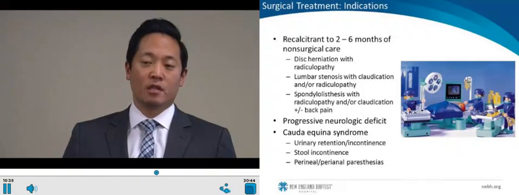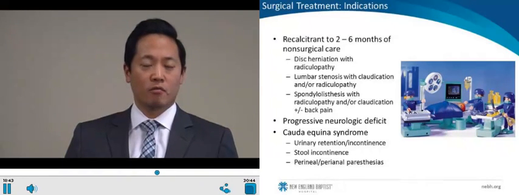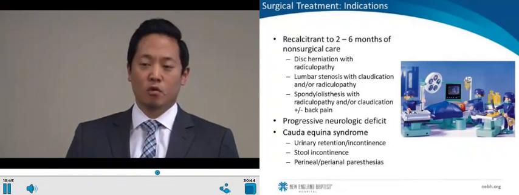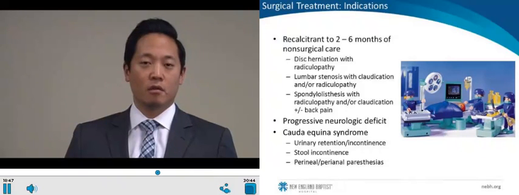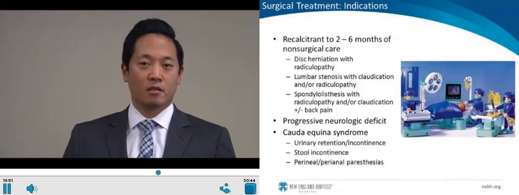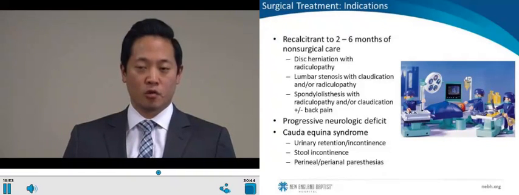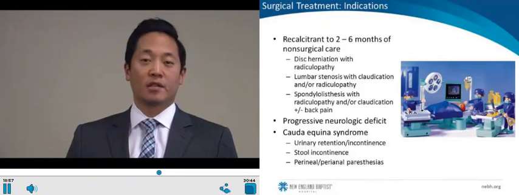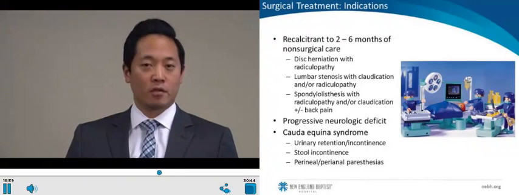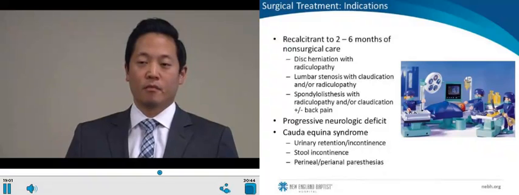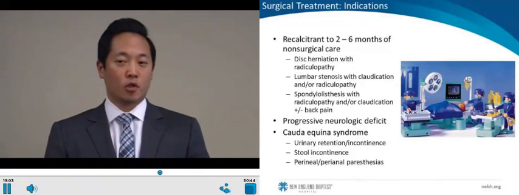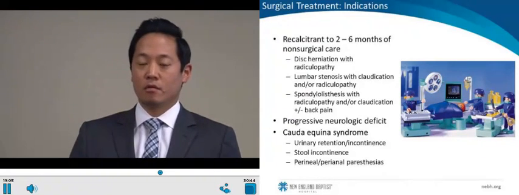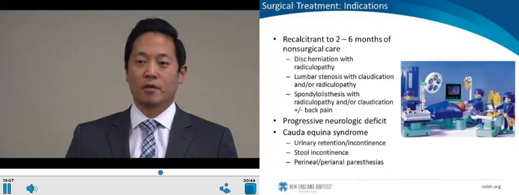This typically is a syndrome that entails urinary retention with overflow incontinence, stool incontinence, and perineal or perianal paresthesias. This is a condition that does require fairly urgent surgical intervention, usually within 24 to 48 hours of onset, in an effort to maximize functional outcome. Patients who undergo surgery outside that window tend to do worse in terms of functional recovery.